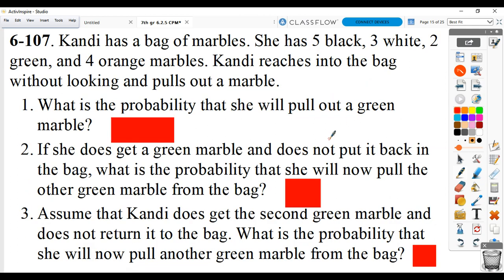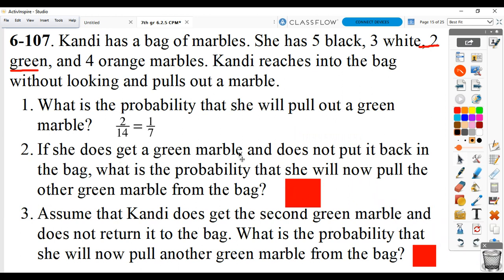For 107, the probability of pulling out a green marble: there are 2 green marbles, and then we have to look at how many total marbles there are, which is 14. That's adding the 5 plus 3 plus 2 plus 4. But of course, probability needs to be simplified, so 1/7.